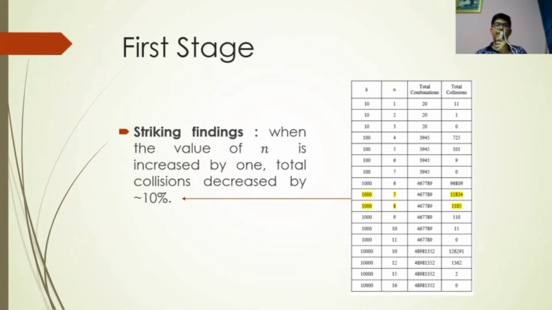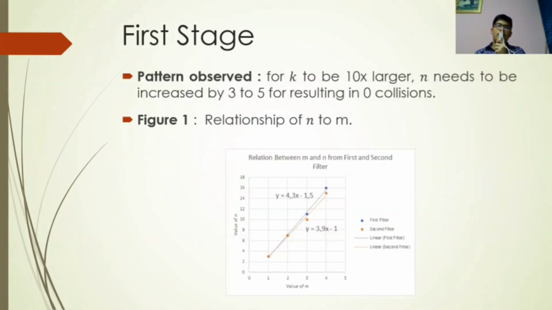There is also a striking finding in this research, especially in the first stage: when the value of n is increased by 1, total collisions decrease by roughly 10%. There is also a pattern observed in this stage of the research, that for k to be 10 times larger, n needs to be increased by 3 to 5 for resulting in zero collisions. Here is figure 1, illustrating the relationship of n to m.